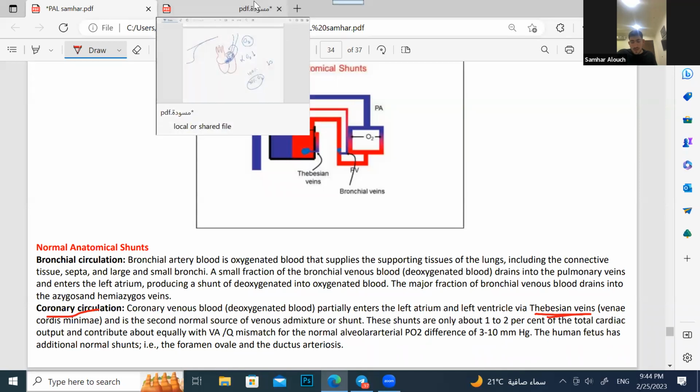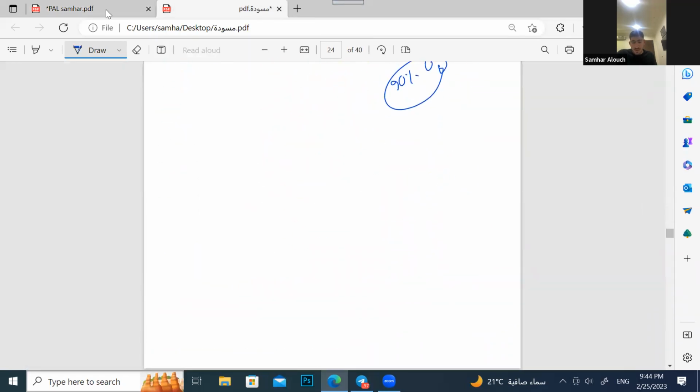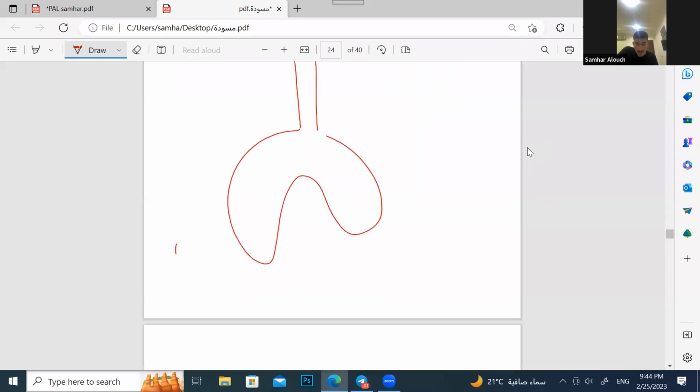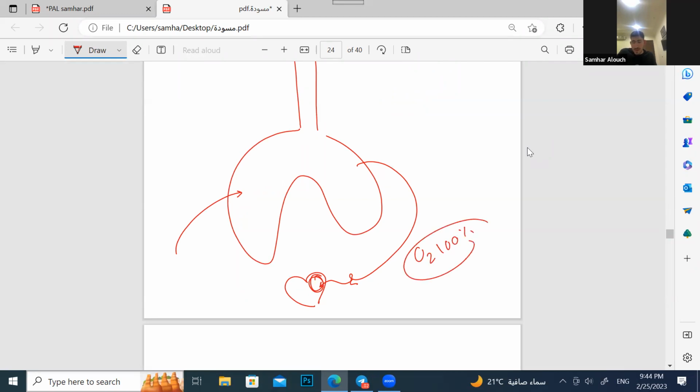That's the first one. Now to the second one, the last one. This is the last shunt, the last concept we finished, alhamdulillah. We have the bronchus, the lung, a pulmonary artery going to the lung, and a pulmonary vein going from the lung to the left atrium. This pulmonary vein going from the lung to the left atrium has 100% oxygenated blood.